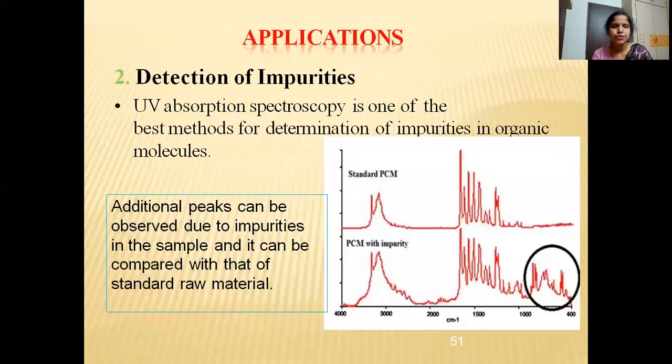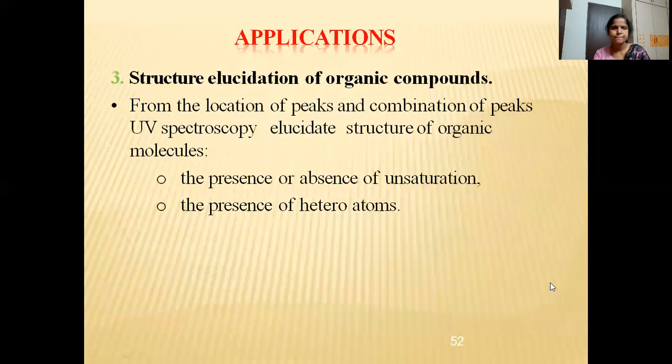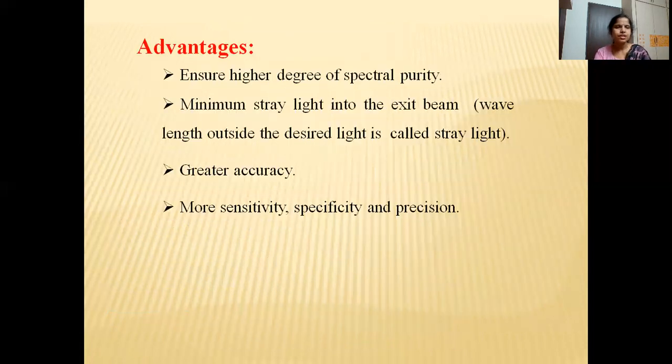Then we can also detect impurities. You can see in these two spectra, this is the standard spectra, and this is with the impurity. You can see some more peaks or bands. So by just comparing the spectra, you can find whether it is impure or not. Then it is used for structural elucidation of organic compounds. So the presence or absence of unsaturation or the presence of heteroatoms can also be identified by using the spectrophotometer.